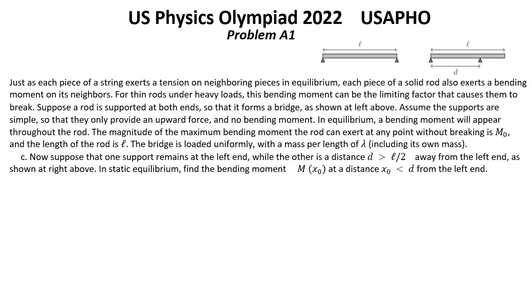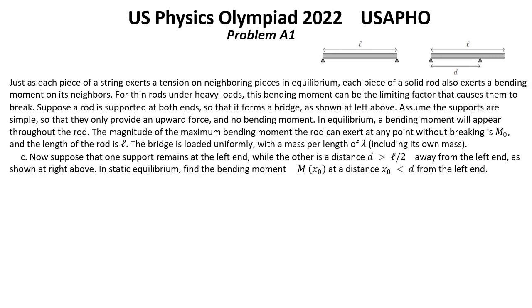Question C. Now suppose that one support remains at the left end while the other is a distance d greater than L over 2 away from the left end, as shown at right above. In static equilibrium, find the bending moment m as a function of x0 at the distance x0 less than d from the left end.